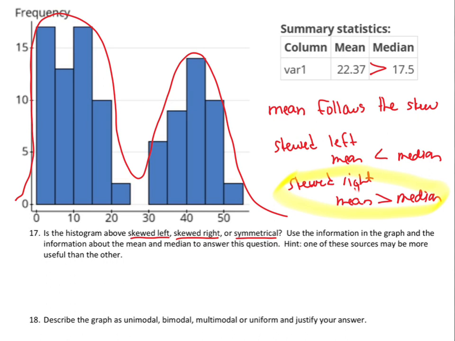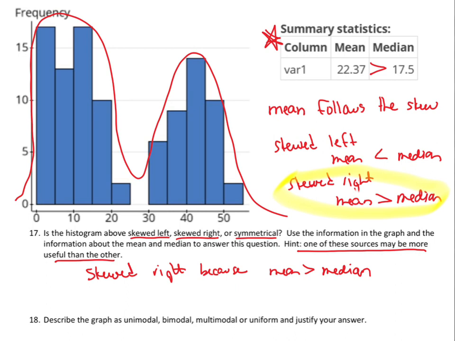Now that you know that it's skewed right, I guess you can kind of go back and look overall, and it does seem like it has a little bit of a right tail. But honestly, I would be very nervous making that assessment if I didn't have the additional information of the mean and the median. So I'm going to say that it is skewed right. And I'm going to explain myself. The reason it's skewed right is because the mean is greater than the median. Notice in the hint it says one of these sources may be more useful than the other. And again, to me, the mean and the median is a lot more useful than just the graph.